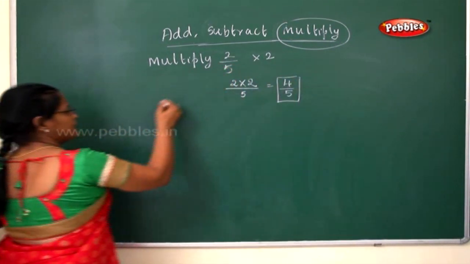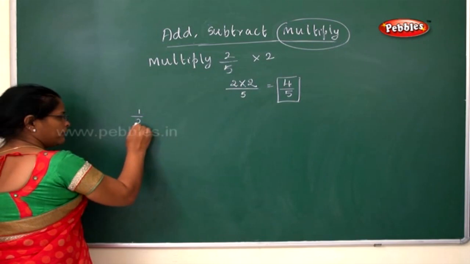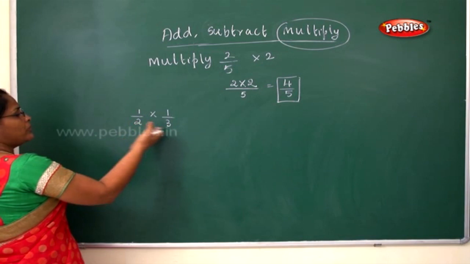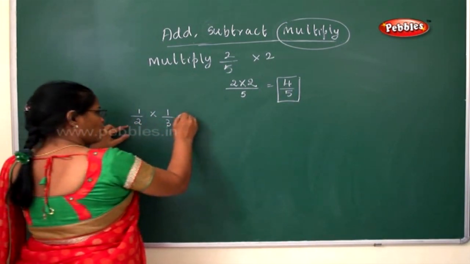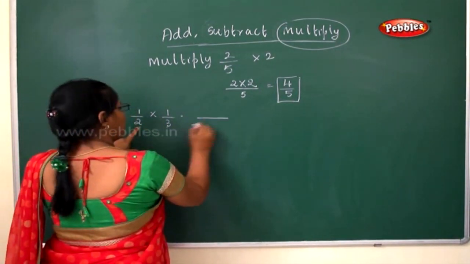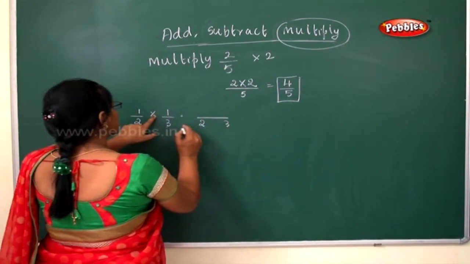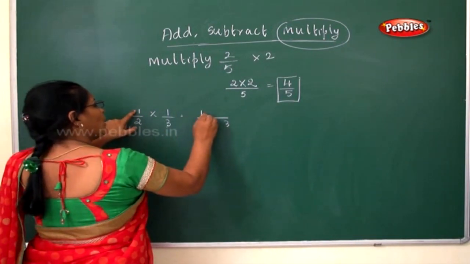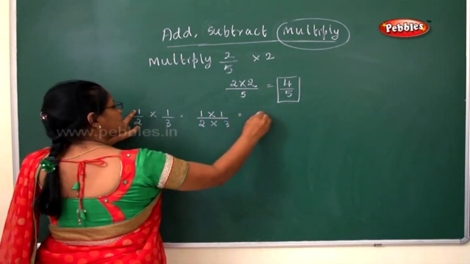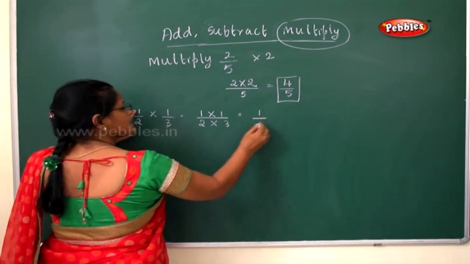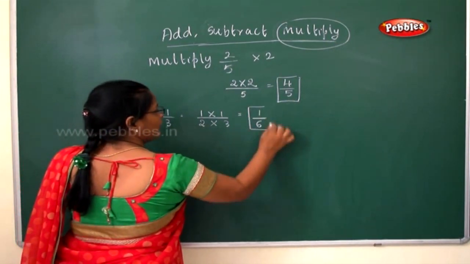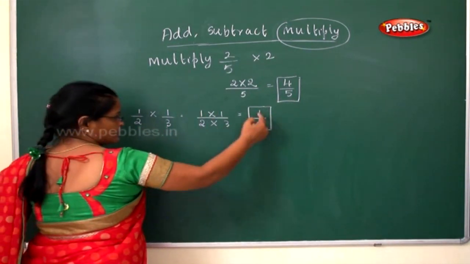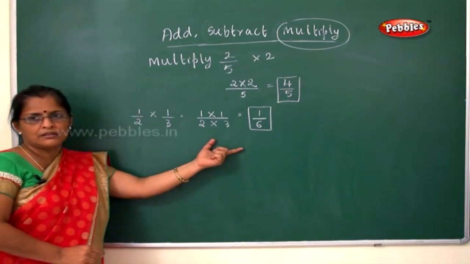Now one more sum with this I will teach you multiplication. 1 by 2 into 1 by 3. Now you will ask me how will you write, because the denominators are not common here. Here you write the denominators 2 and 3, multiplication, so 2 3s. And the numerators on the top, 1 and 1. So 1 1s are 1 and 2 3s are 6. So this is how you have to multiply. 1 1s are 1 and 2 3s are 6. So 1 by 6 is the answer.